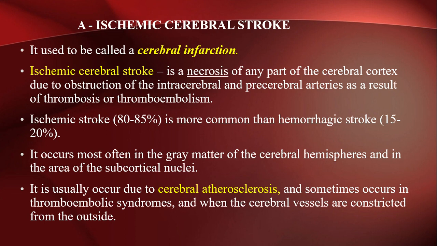Ischemic stroke is more common than hemorrhagic stroke. It occurs most often in the gray matter of the cerebral hemispheres and in the area of the subcortical nuclei. It usually occurs due to cerebral atherosclerosis, and sometimes in thromboembolic syndromes and when the cerebral vessels are constricted from the outside.